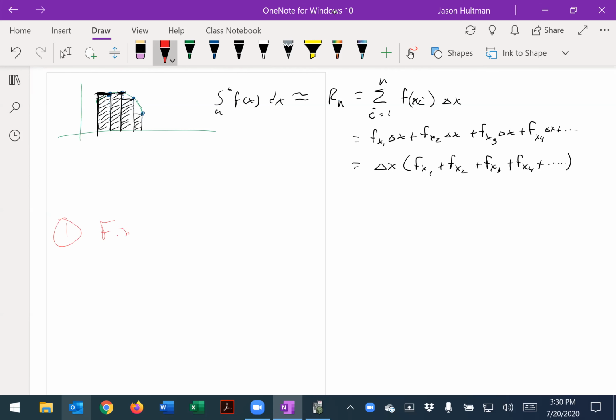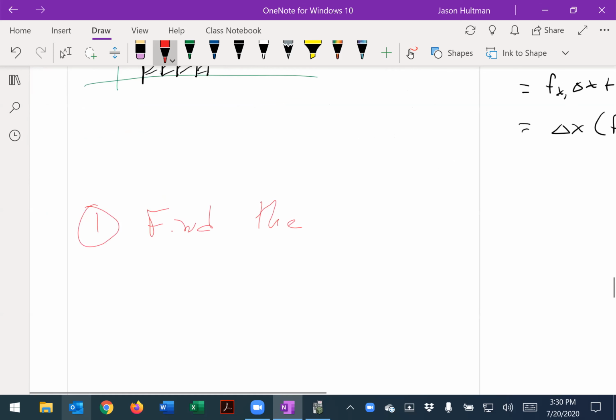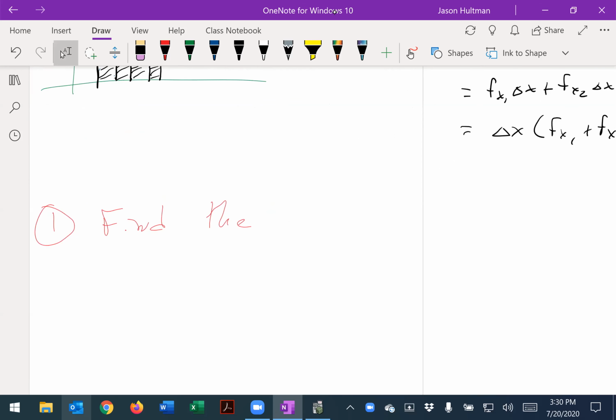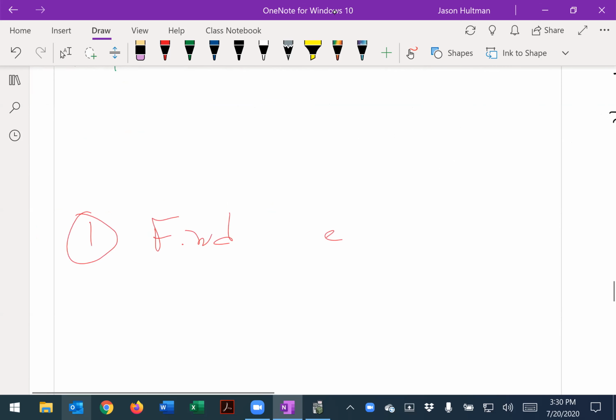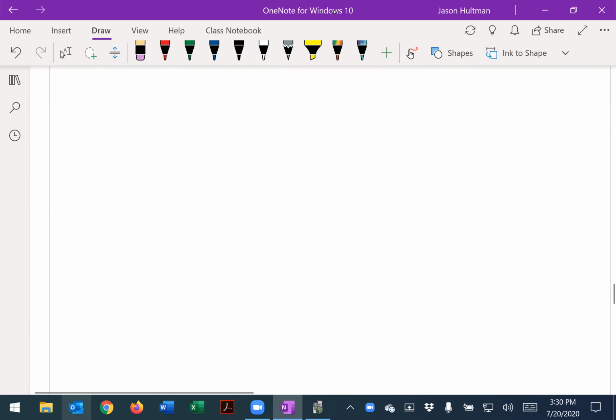Let me get my piece of paper to really be a piece of paper again. I keep zooming in and zooming out. I keep losing all this stuff. Okay, so number 1.